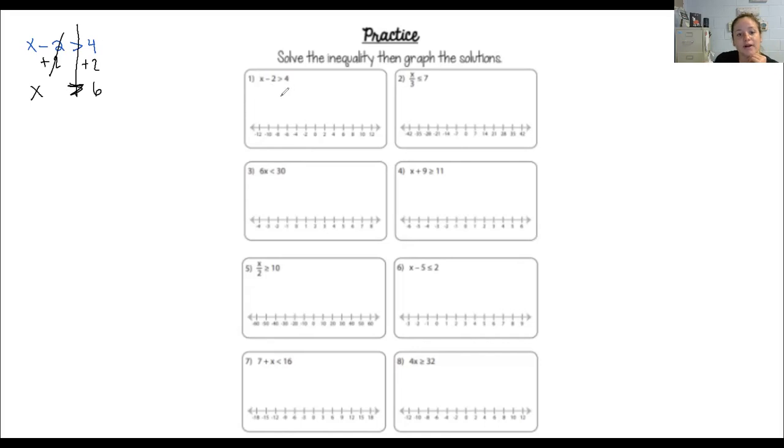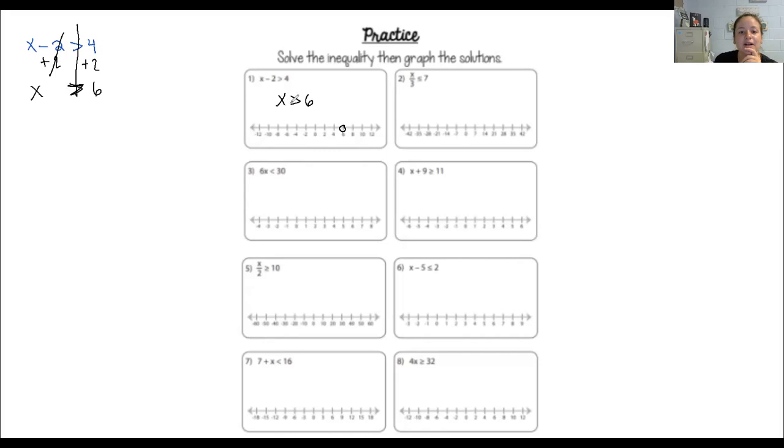Okay, so I'm going to write what we came up with. We came up with x is greater than 6. So we've got to put our dot on what number? On 6. Very good. And is it going to be open or closed? It's going to be open. Why is it open? Because there is no line.